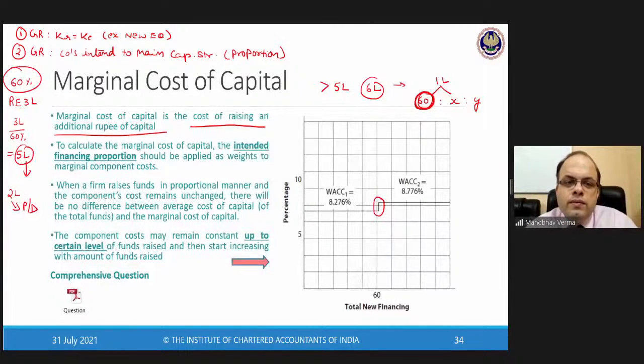Can I say that? Till a particular point, my WACC will be equal to marginal cost of capital? Yes or no? That has to be, right? Because till the time I'm not going for additional capital, that will be the same. Beyond that, it will increase, right? So let us see. When a firm raises funds in a proportional manner, now this is the second rule I was talking about, and the component costs remain unchanged, there will be no difference between the average cost and the marginal cost. So those costs may remain constant up to a certain level, beyond which it will increase.